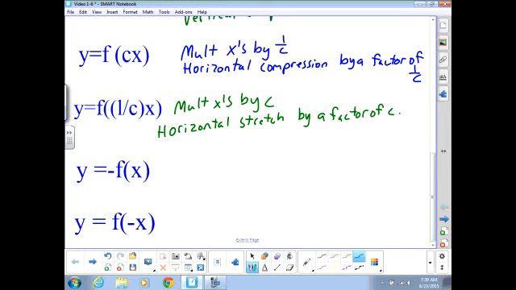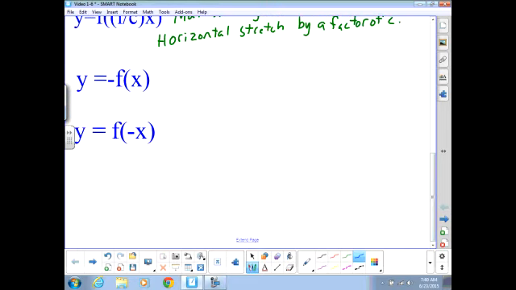Our last two are reflections. Inside the parentheses always affects x's, outside always affects y values. So this first one here, we're negating the y values. Well, when you negate a y value, it causes it to go from left to right or right to left. So basically, whichever value you negate, it flips over the opposite axis. So when we negate the y values here, it actually reflects over the x-axis.